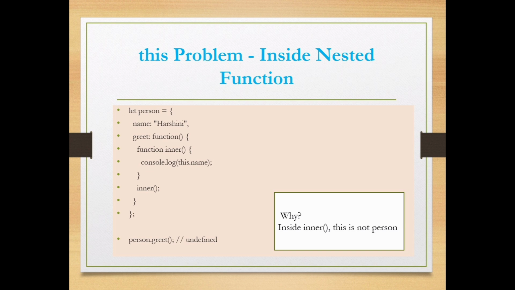In this example we have an object person with a method named greet. Inside it we define another function called inner of that tries to access this dot name, which means it tries to access the value of name. When we run person dot greet of, the output will display as undefined, because inside inner of, this doesn't refer to the person object. It actually refers to the global object. So we get undefined. Next we will see the solution for this problem.